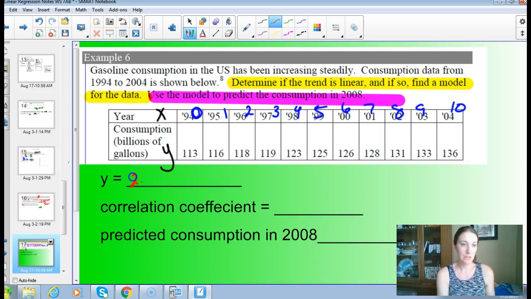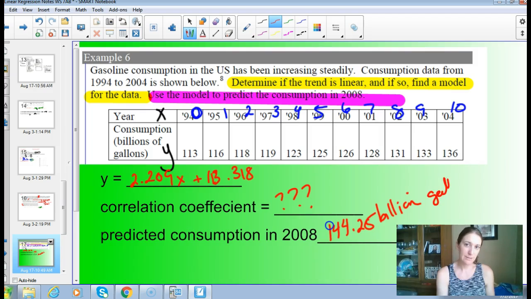But the equation is 2.209x plus 113.318. I don't have that in my calculator. Sorry. And then predict the consumption in 2008. So I would use the model that you just came up with. That's the best way to do it. And it approximates to 144.25 billion gallons of gas. Ugh, that handwriting, awful. All right, so sorry, apologies on that correlation coefficient. I mean, hey, if they asked me to use the model, it must have been pretty decent, right?